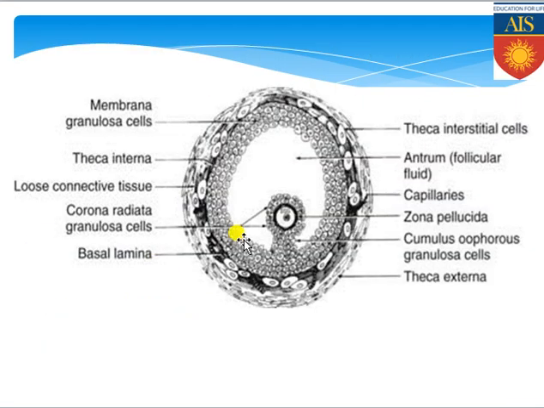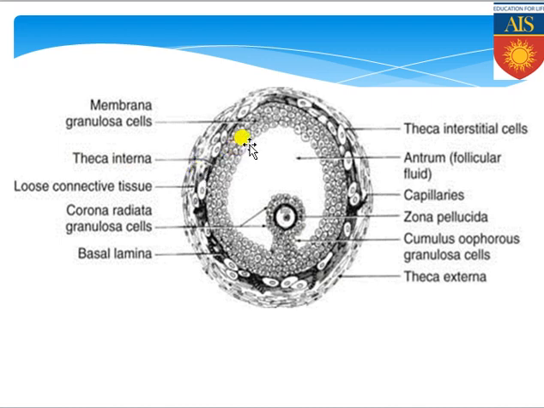Let's see the structure in the diagram. This is the Graafian follicle structure. If you see the outer layers, they are commonly known as theca interstitial cells or thecal cells, and these theca interstitial cells are subdivided into two portions. One is the outer layer, that is theca externa, and the inner layer is commonly known as theca interna. These are the two layers of the thecal cell layer.